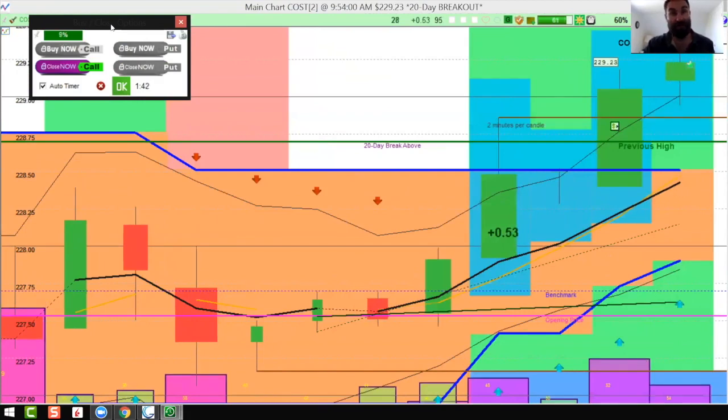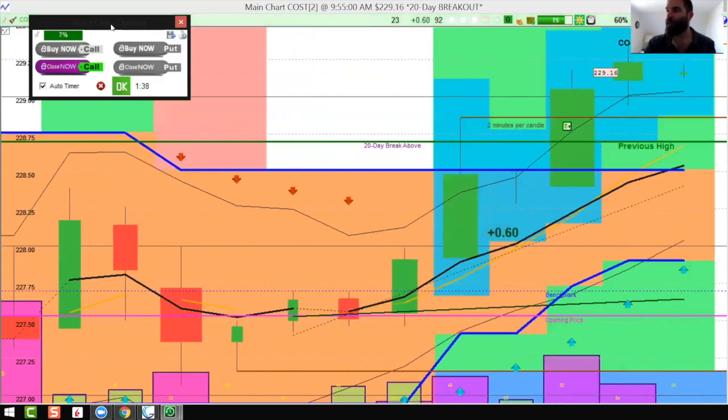Now we're looking for an exit. We're already at 9%, and it's only a couple minutes into it. And that is a Y point. That's a possible exit spot, but we're not quite at the 10 o'clock hour yet.